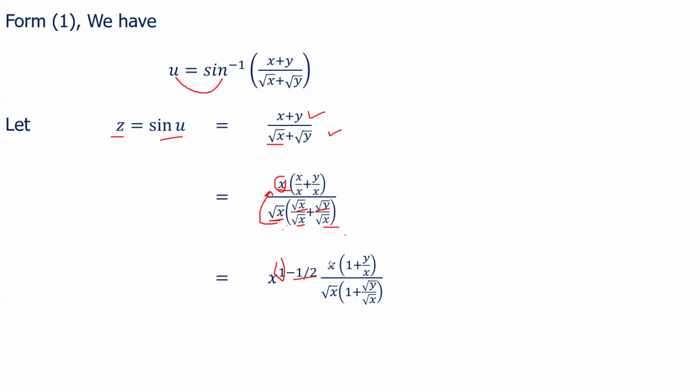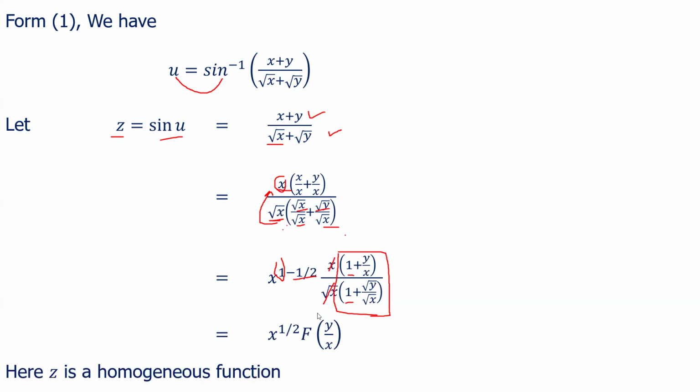So what is remaining here? x by x is 1, and y by x, divided by root x upon root x is 1, plus root y upon root x. So it can be written as x to the power 1 by 2, because 1 minus 1 by 2 is 1 by 2. And this term can be considered as f of y by x, which has 0 power. So z is a homogeneous function of x and y of degree 1 by 2.